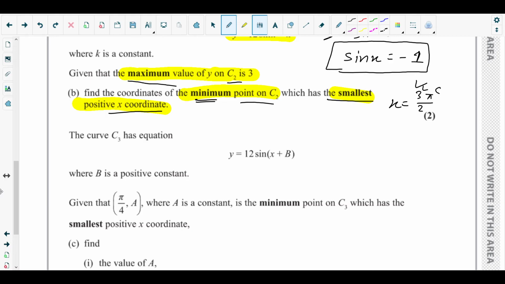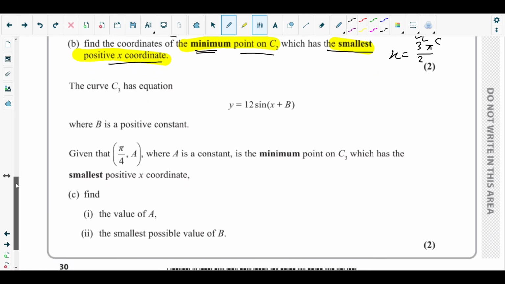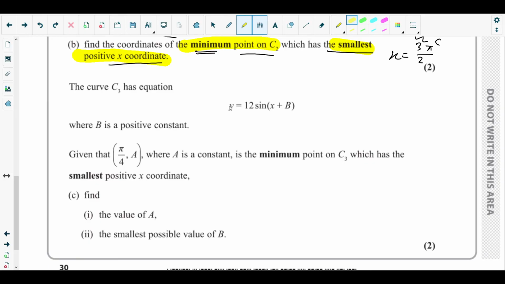The curve C2 has equation y equals 12 sine x plus b. Just try to understand: 12 sine x plus b. That means it has a vertical stretch with scale factor 12, and at the same time it has a horizontal translation by how many units? b units, right? We know that b is a positive constant. That means the horizontal translation is happening what?